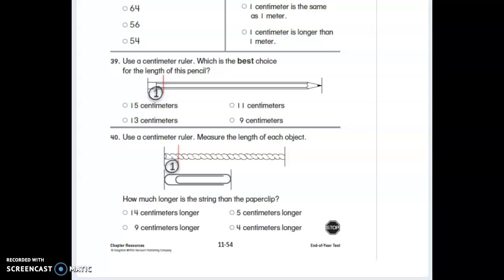Number 40, use a centimeter ruler. Actually, you're using the markings on the test that you see on your screen. Here's your 1 centimeter mark with the red line. Measure the length of each object. So you can see the marking here for your rope or string, which would be the same marking for your paper clip. Your question is, how much longer is the string than the paper clip?